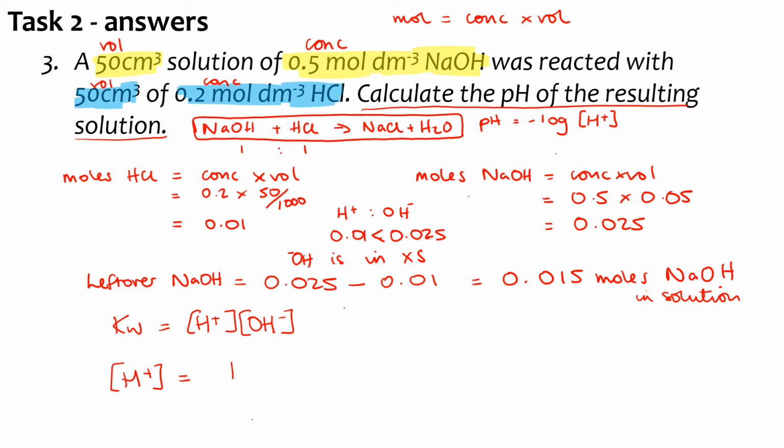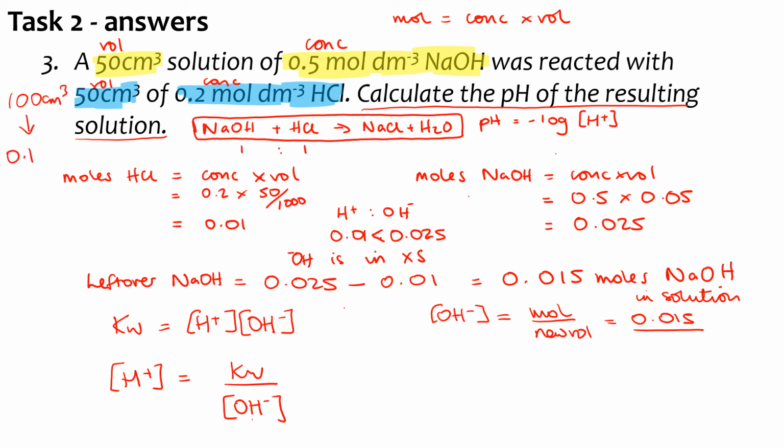So Kw divided by concentration of OH-. As NaOH is 1 OH- for every NaOH, the concentration of sodium hydroxide is going to be the concentration of OH-. Well, we need to work out that concentration of OH-, nearly forgot to do that, and that's going to be the moles divided by the new volume, or total volume. So 0.015 moles divided by the new volume, which is 50 centimeters cubed plus 50 centimeters cubed, will be 100 centimeters cubed, which is 0.1 decimeter cubed. And so our concentration of OH- in the new solution is 0.15 mole per decimeter cubed.